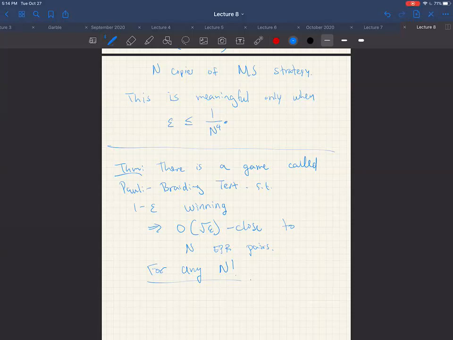I also have a question. So when we describe the closeness to an EPR pair using complexity like O of square root of epsilon, is it related to 1 minus fidelity? Like when we say O of square root of epsilon, is 1 minus fidelity related to square root of epsilon?